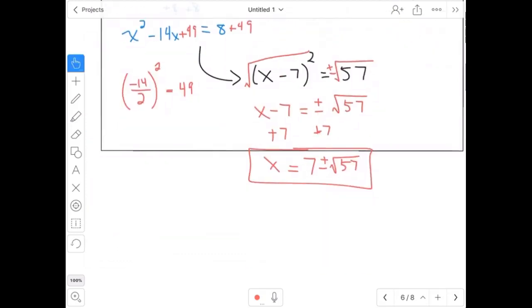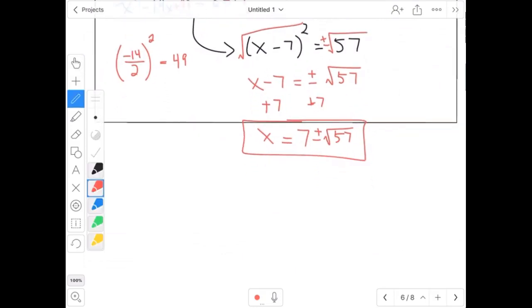Now I want to give you an example. Let's just say we have x squared plus 5x, and I'll set it up nicely for myself. We'll just say equals 8 over here.